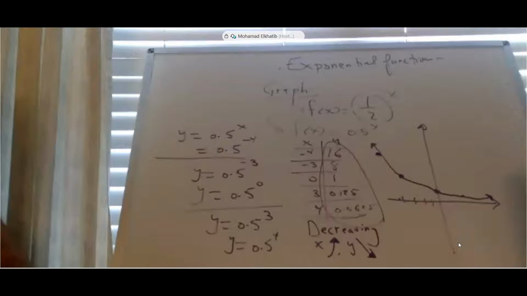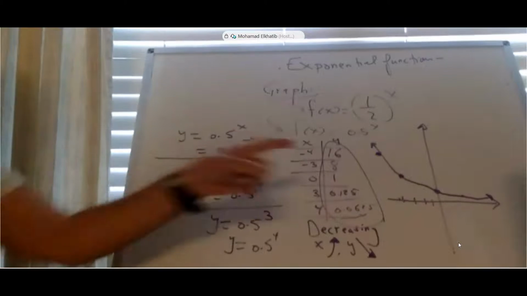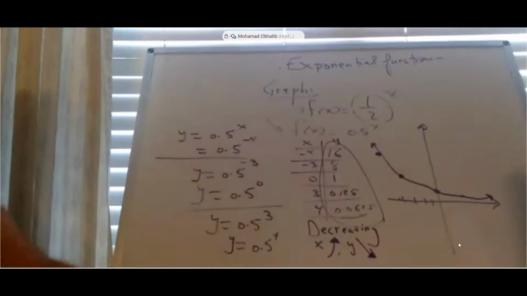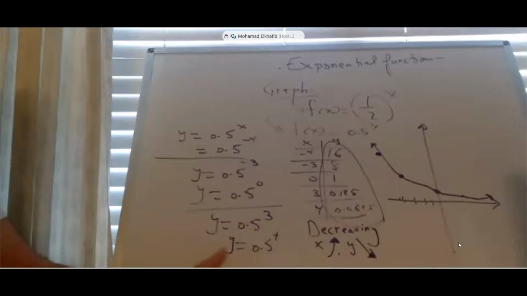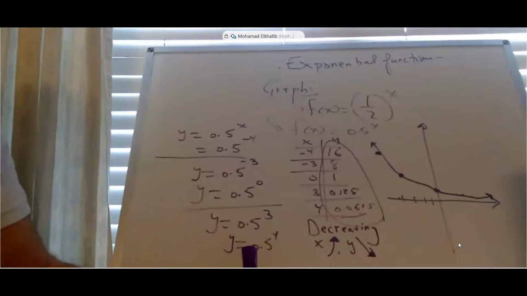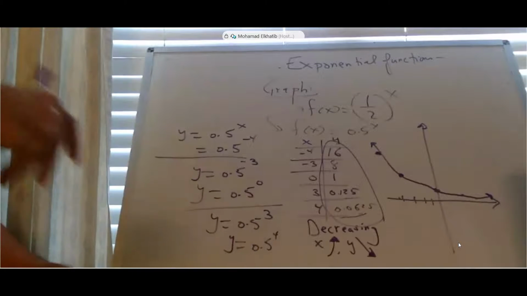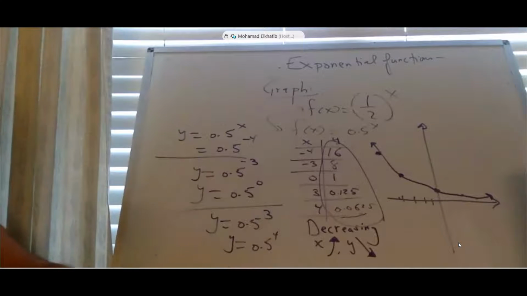So what does this function look like? Look at y: 16, 8, 1. This is as if your dad gave you $16. The first day you spent half of it, $8. The second day you spent half of the 8, so you have $1, and so on. That's basically what it is. So this is the graph y equals 1/2 to the power x.